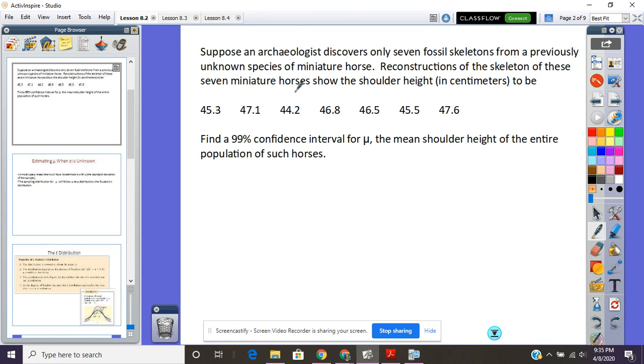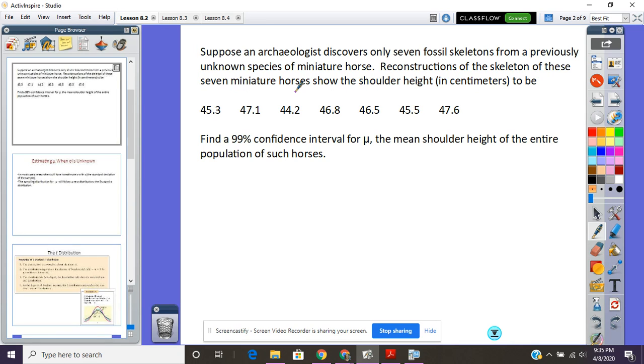All right, so let's go back here. Suppose an archaeologist discovers only 7 fossil skeletons from a previously unknown species of miniature horse. Reconstruction of the skeletons of these 7 miniature horses shows the shoulder height in centimeters to be these values right here. Find a 99% confidence interval for the mean shoulder height of the entire population of such horses.